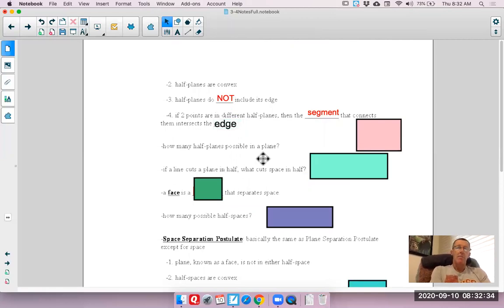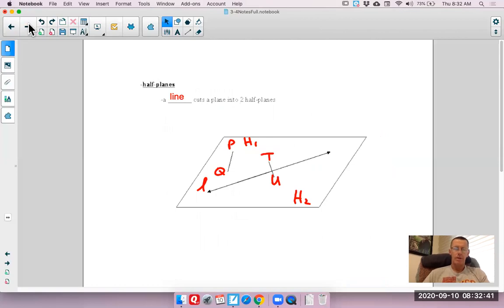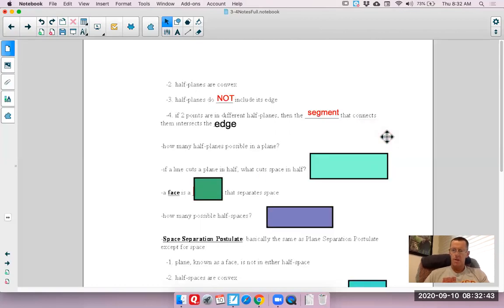How many half planes are possible in a plane? Careful. Careful. Whoop, whoop, what did I do there? Hopefully, I don't know why that went away like that. That was weird.